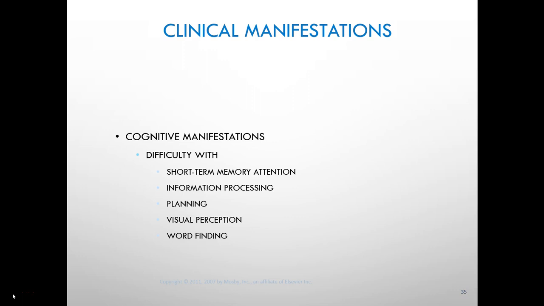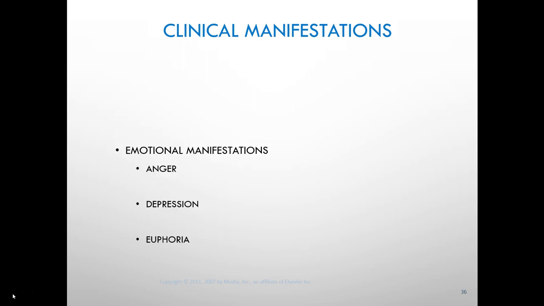Cognitive manifestation: difficulty with short-term memory. Those patients might remember what happened two weeks ago, but they may not remember what you told them an hour ago. They have problems processing information. You tell them something, you think they understand it, but they may not necessarily understand what you said. Planning, you have to plan, give them more time to do things. Visual perception, again, make sure they can see what you're doing. Put that food in front of them, make sure they can see it before you leave the room, because they have double vision. Word finding, they cannot find their words, so they don't know what to say next and how to say it. They can't formulate a word.